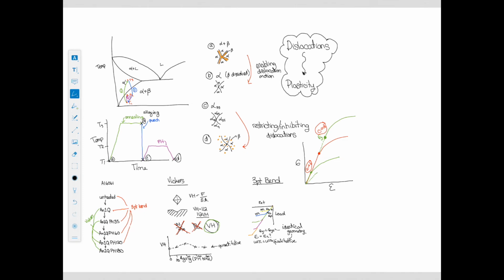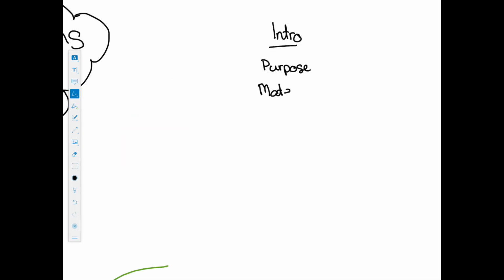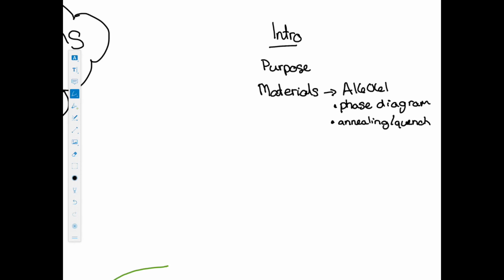When you're writing your lab for materials, we worked with AL6061, I believe. Since we're doing heat treatments and those are well explained by phase diagrams, you may want to include a phase diagram for 6061. You will want to talk about annealing, quenching, and precipitate hardening of this material.